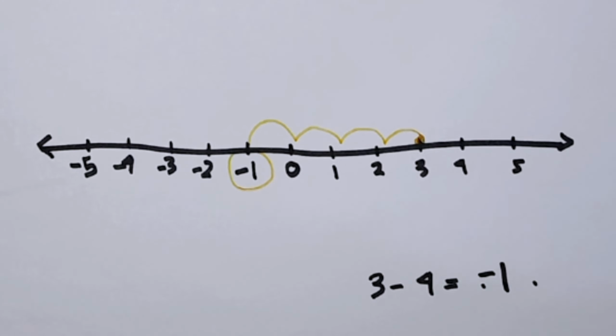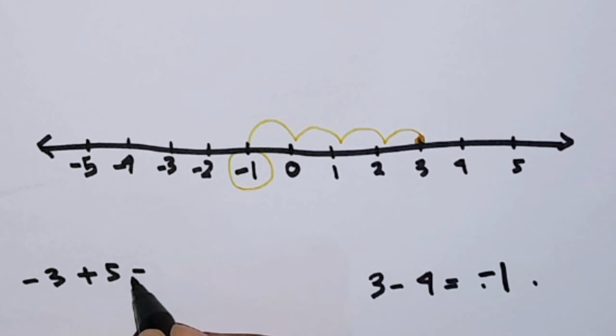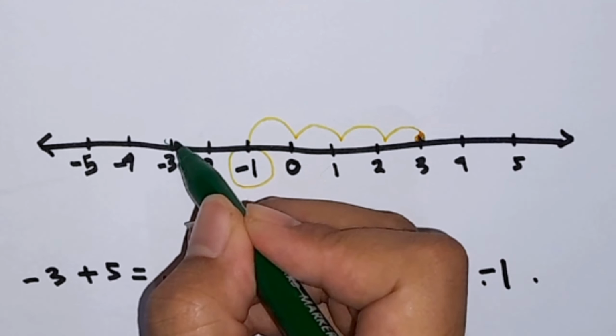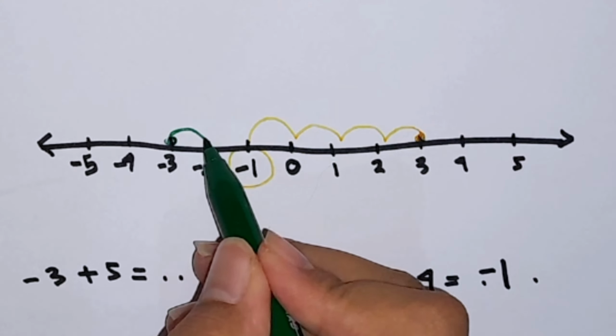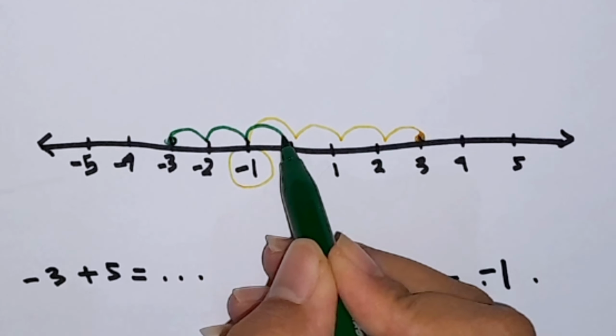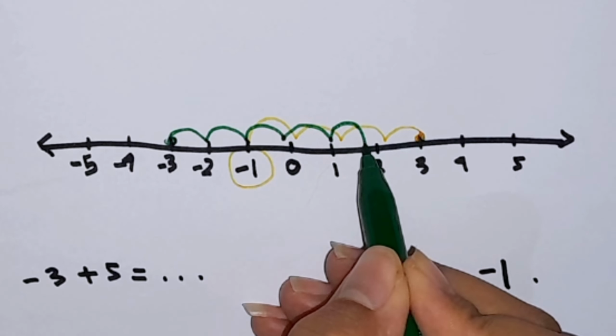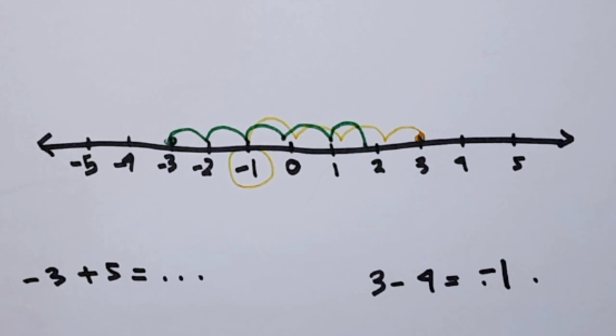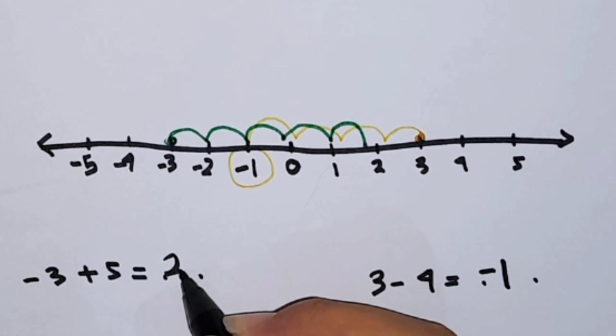You can also do this with, of course, addition. Say you had negative 3 plus 5. You can then of course start with negative 3 and add 5. 1, 2, 3, 4, 5. To find your answer, it is 2.